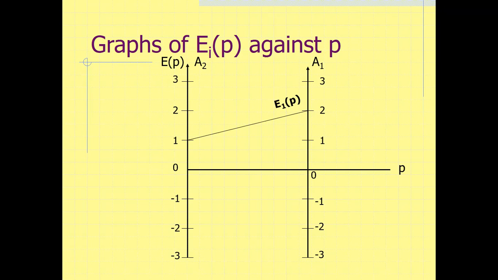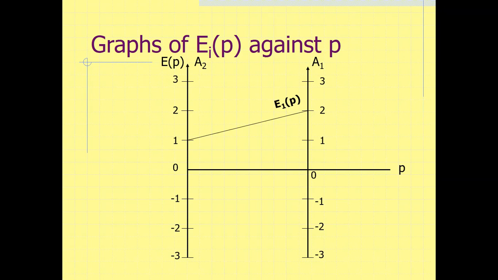Now to draw the graph of E1(P) = P + 1, we put the value of P equal to 0. So the probability of A2 is equal to 1 and E1(0) is equal to 1, which corresponds to the point 1 on the A2 axis. And the probability of A2 is 1 minus 1, equal to 0, and we find the value of E1(1) is equal to 2, which corresponds to the point 2 on the A1 axis. Joining these 2 points, we get the graph of E1(P).